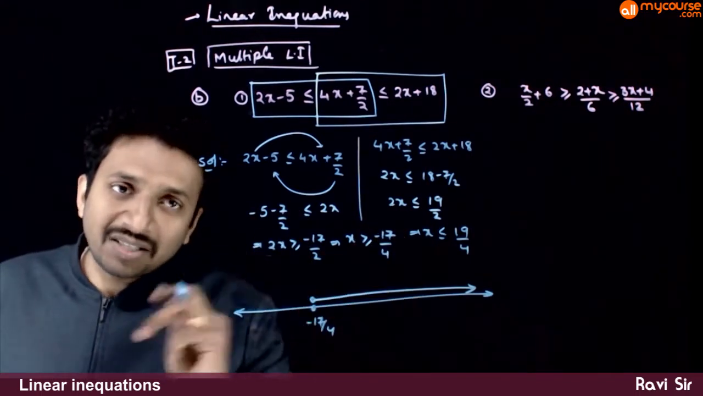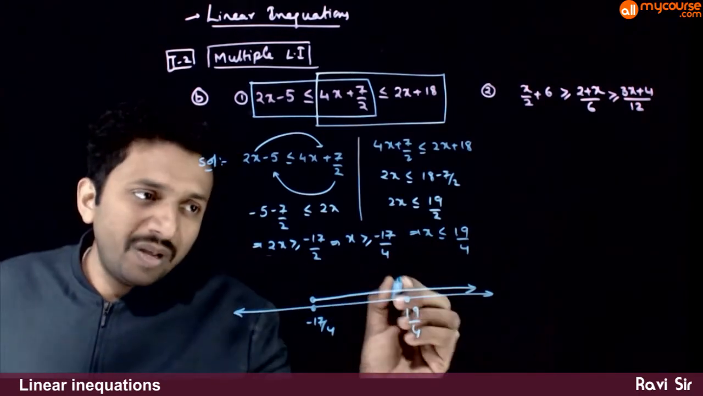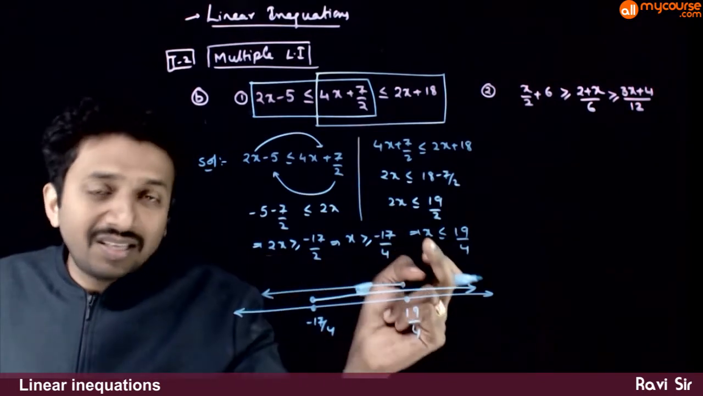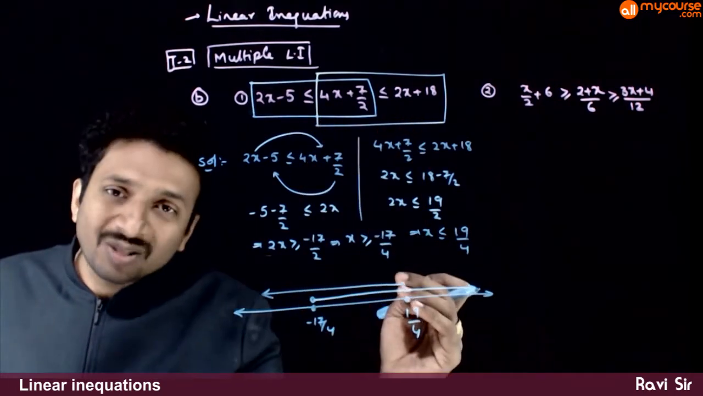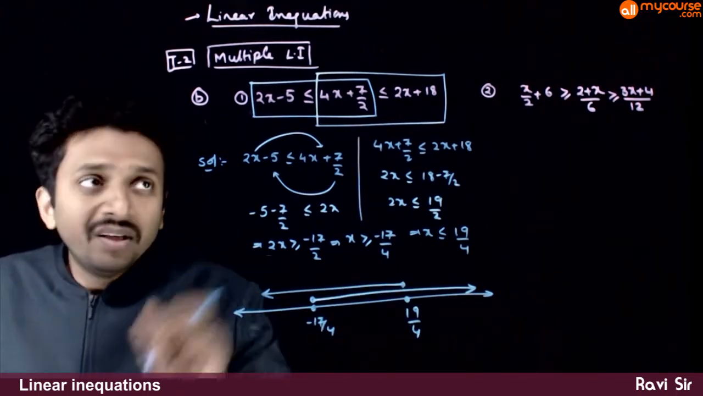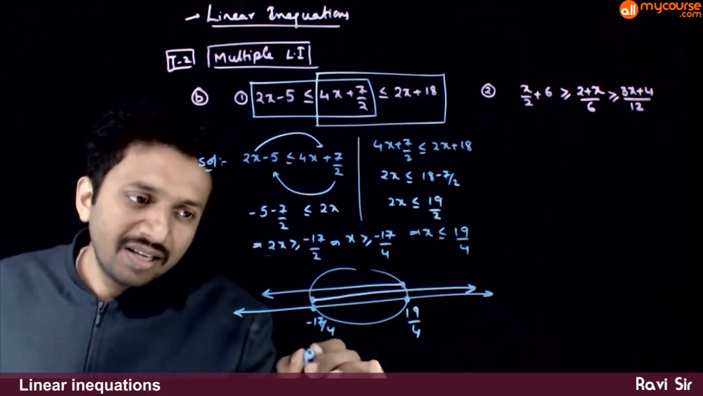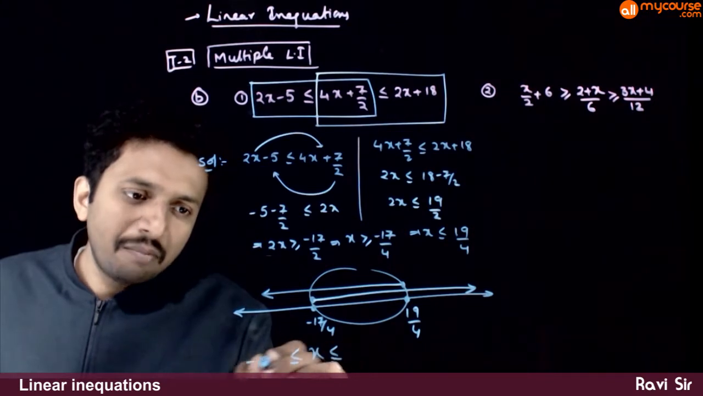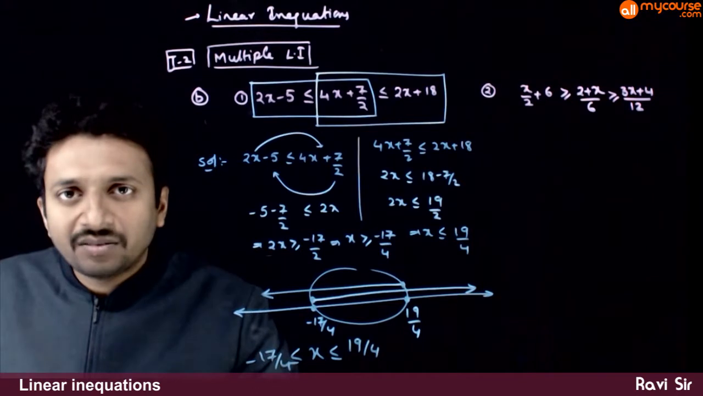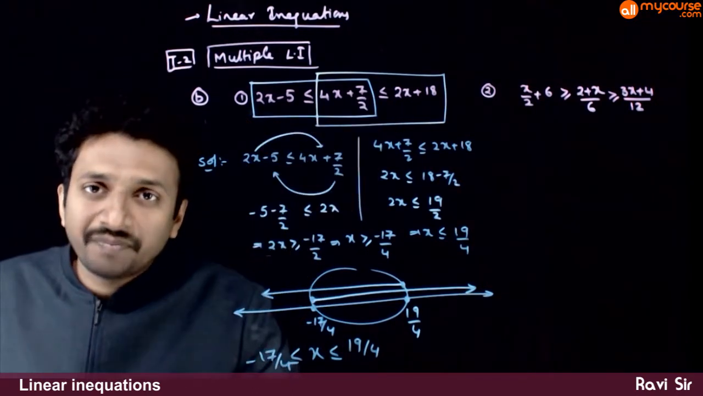So all numbers greater than minus 17 by 4 are valid for this. Next, let us take this next solution. So you have a number 19 by 4. X should be less than or equal to 19 by 4. So for this part to be valid, x should be less than 19 by 4. For this part to be valid, x should be greater than minus 17 by 4. For both of them to be valid, we have to take the common solution. That is, x is in between minus 17 by 4 to 19 by 4. So that will be the effective solution to this inequation.